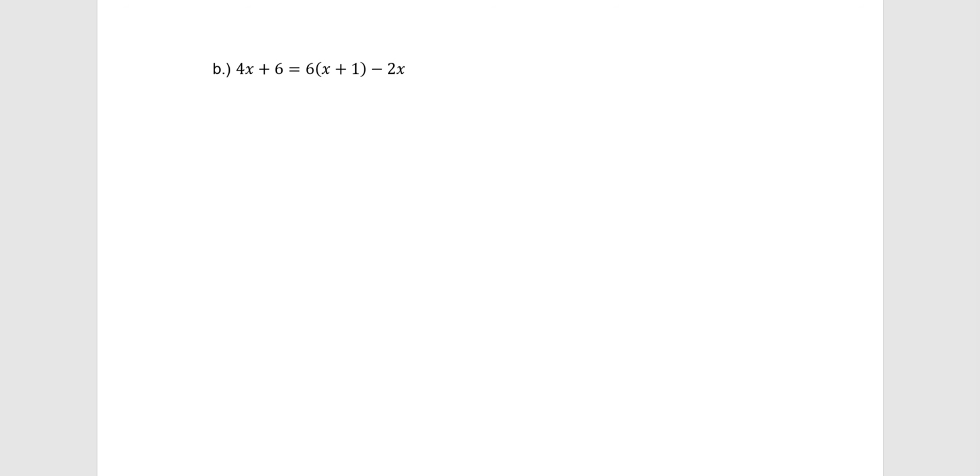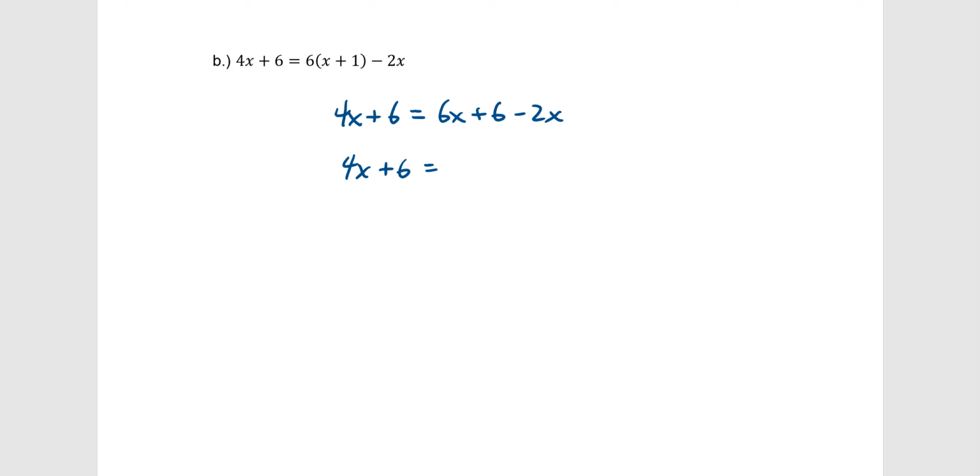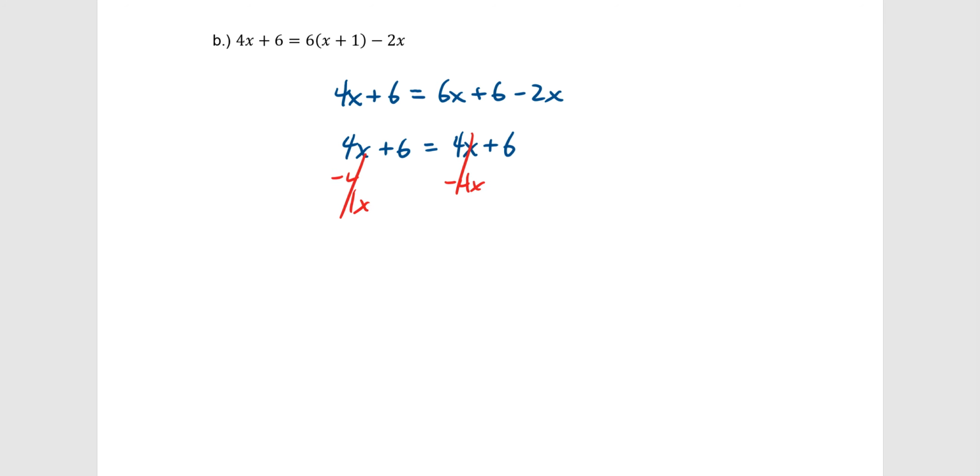Okay, let's do one more here. We have 4x plus 6 equals 6 times x plus 1 minus 2x. Trying to solve this, the left-hand side is already simplified. On the right-hand side, we have to distribute the 6, so we get 6x plus 6 minus 2x. Then we combine like terms: 6x minus 2x gives us 4x. It's probably pretty obvious that both sides are exactly the same, so this is going to be an identity equation. Let's go ahead and subtract 4x just so we can see the variables cancel, if you didn't notice it already.